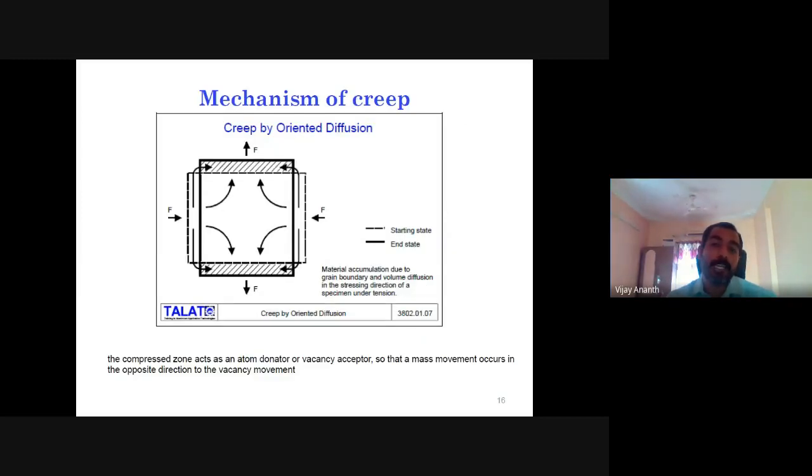The last one is the mechanism of creep. And again, here we are applying the tensile force in up and downward direction. So what will happen?